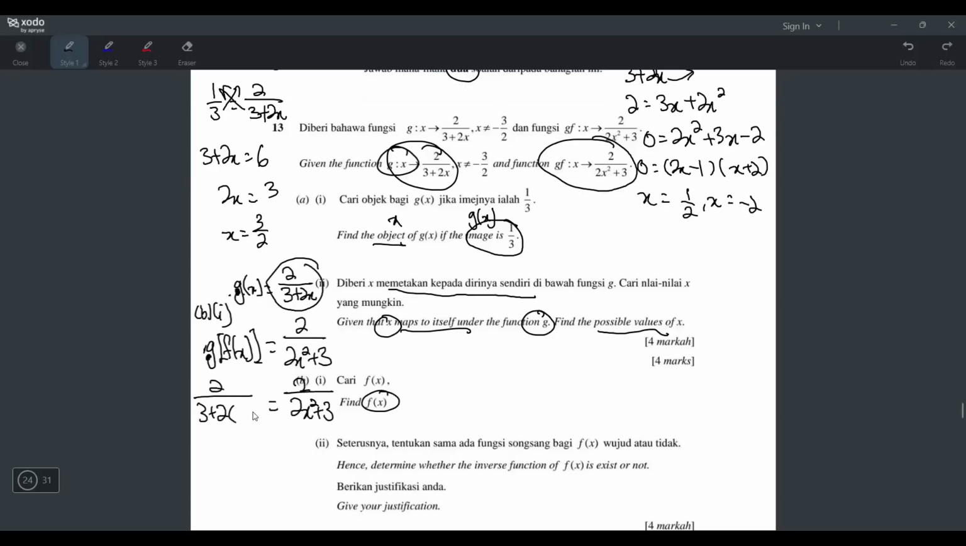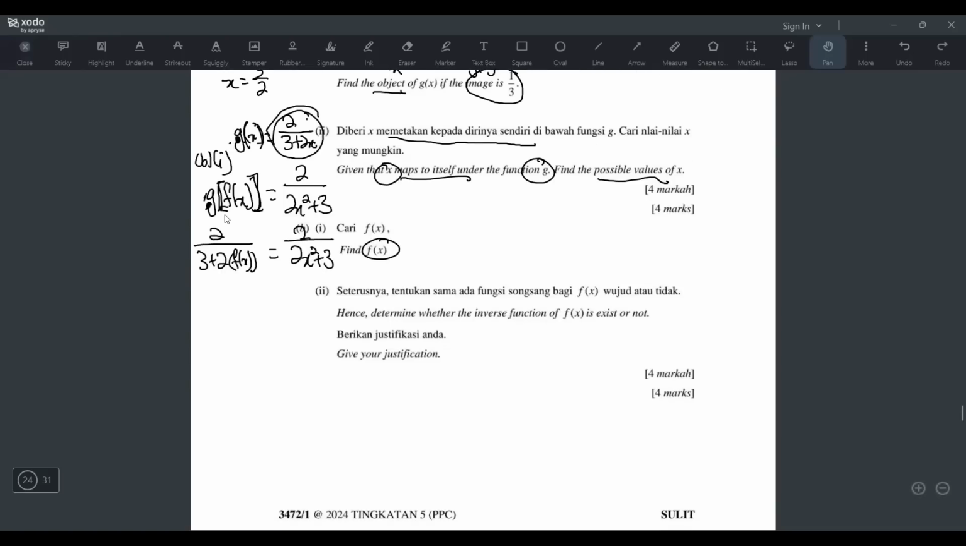But make sure that when you write the 2 over 3 plus 2x, the x you have to replace with fx. So I repeat one more time, this is function g, this is function g, they are the same family, so we can write this whole thing down. But when we write it, the x has to change to fx, because this bracket x changes to bracket fx, so this x changes to fx like this. So now you can find fx, you just cross multiply and then move over, and then you get the fx.